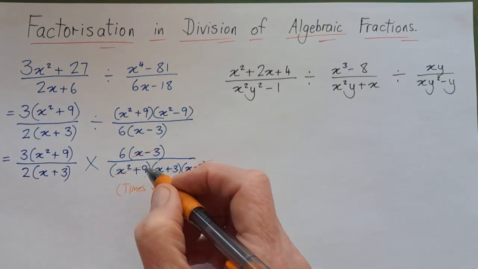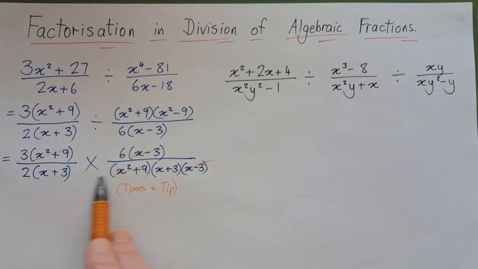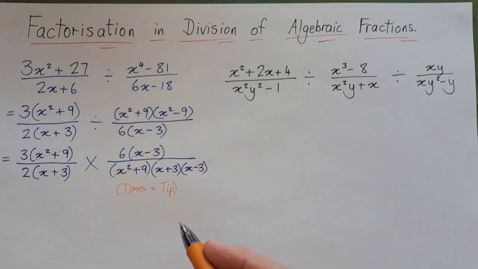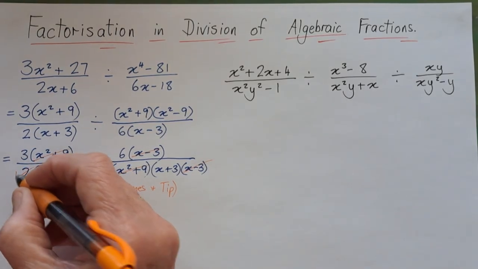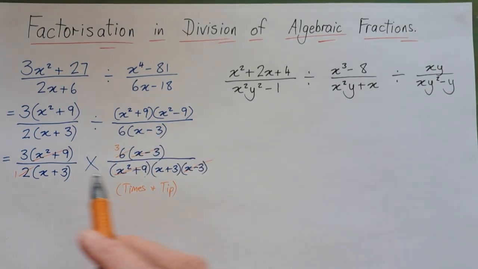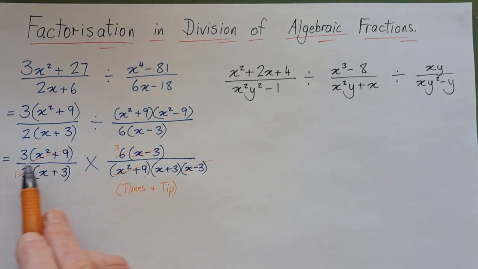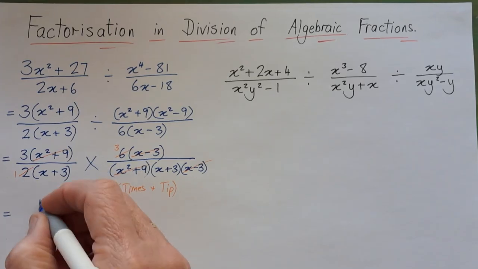I've got x squared plus 9, x squared plus 9. Do not be tempted to cancel these two. They are identical, but there isn't one in the numerator, one in the denominator. So now let's look at my numbers. 2 goes into 2 once, and 2 goes into 6 3 times. Again, don't be tempted with those 3's because they're both in the numerator. So now if I tidy up what's left over, 3 times 3 is 9.